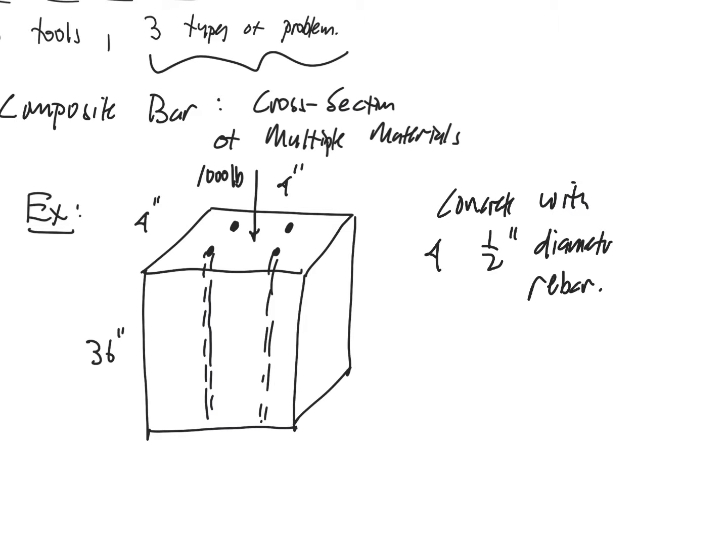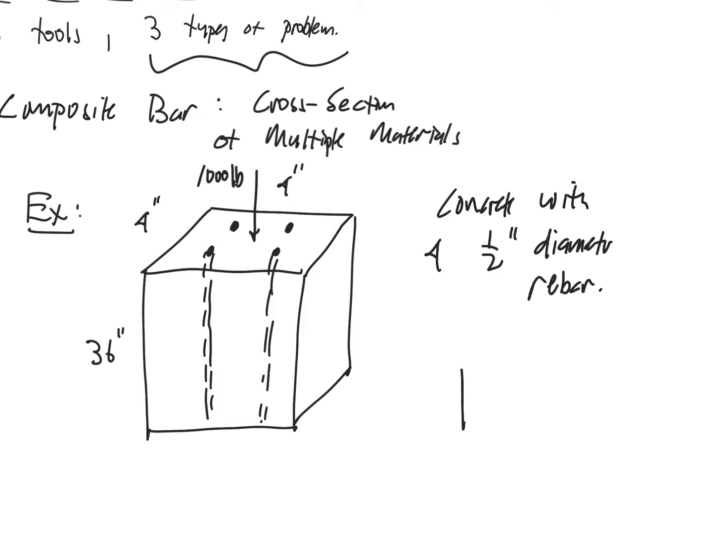And we're going to assume that that load's evenly distributed. Remember, we did another problem where we had a rigid block on the top. We're just going to say that that 1,000 pounds gets uniformly distributed as if it were applied using some sort of rigid block. So don't think that it's only going to the concrete.